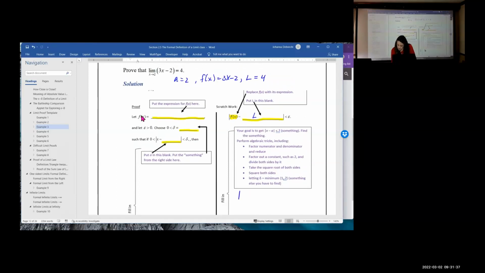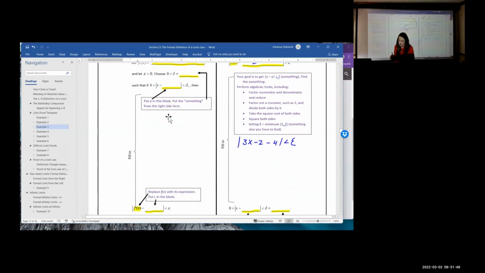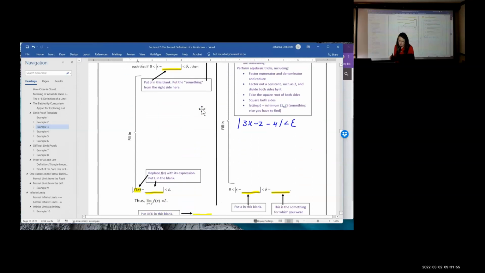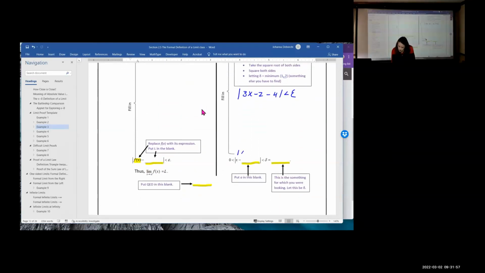So we're going to have the absolute value of 3x minus 2 minus 4 less than epsilon. Start with the absolute value of f of x minus L less than epsilon. My goal is to get the absolute value of x minus 2. So down here, I'm looking for the absolute value of x minus 2 less than something. All right, so that's what I'm hoping to get down here at the bottom. We'll do what we did last time, so go ahead and work through it real fast. This time we get -6. Factor out the 3.